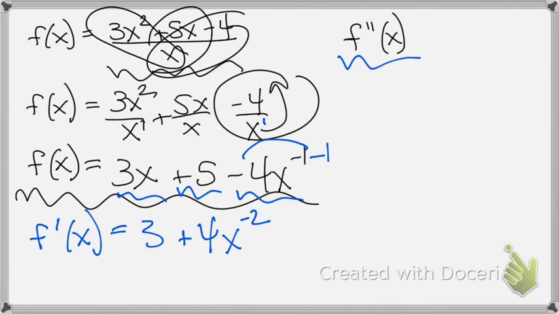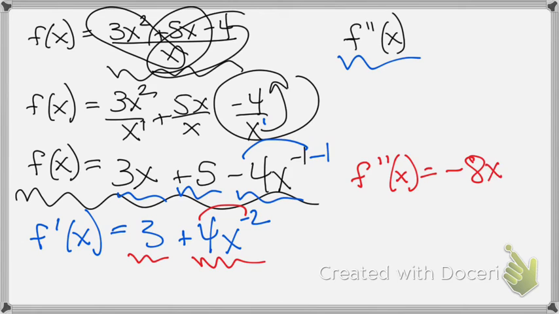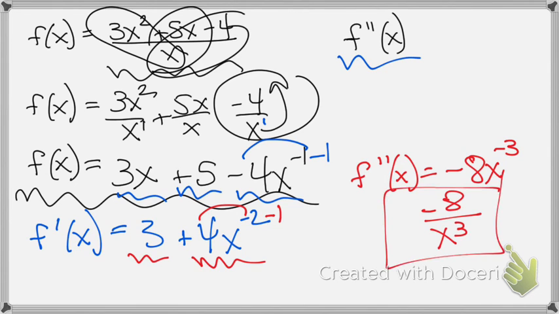Okay, so now the second derivative coming up. Okay, the derivative of 3 is 0, is gone. The derivative of this guy, power rule, it's negative 8, x to the subtract 1, and you get negative 3. Since this is my final answer, I need to pretty that up, leave the negative 8 where it is, but put the x cubed on the bottom. And that's it. That's what you got.